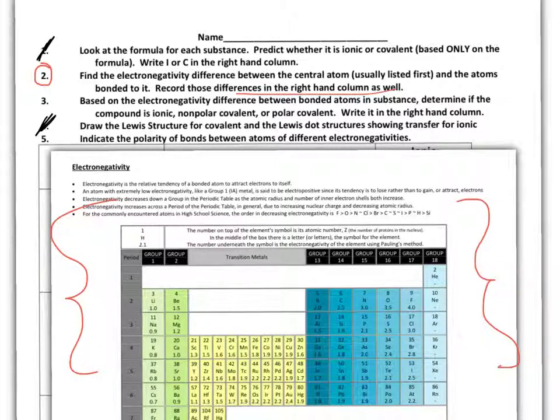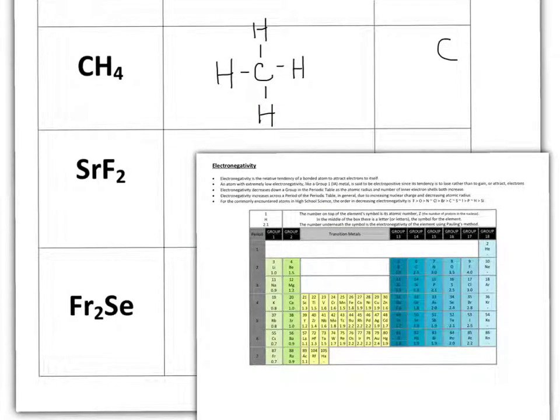So let's start by looking at methane, which is CH4, and we already looked at this. We drew it in our Lewis dot structure. So we've got our hydrogen here, which is 2.1, and our carbon is 2.5. And so the difference between them is 0.4.